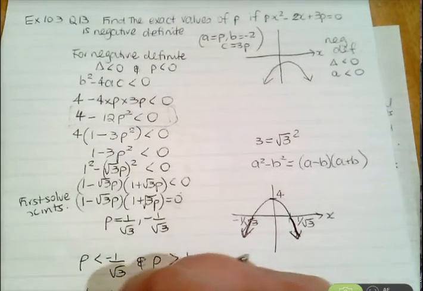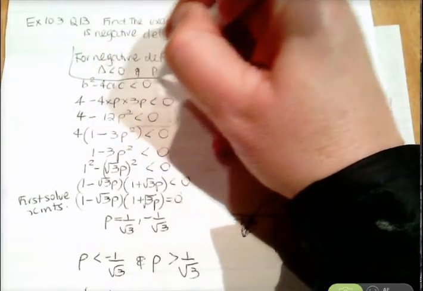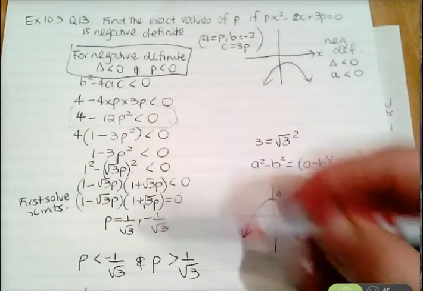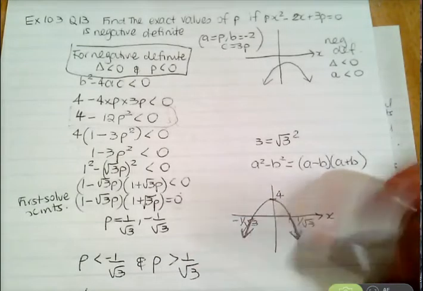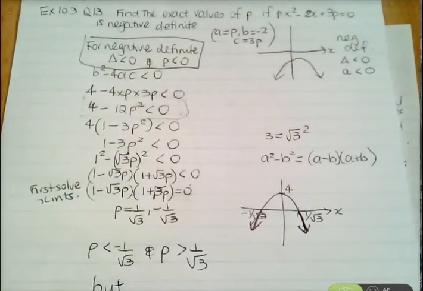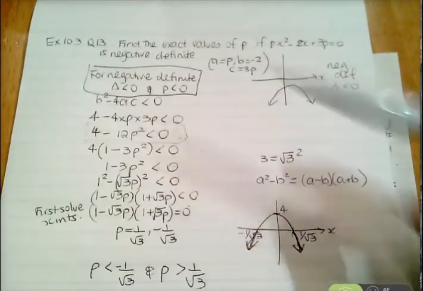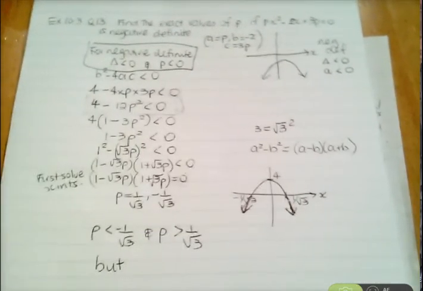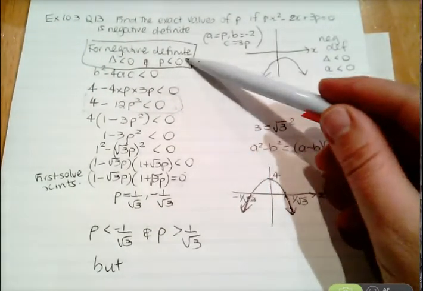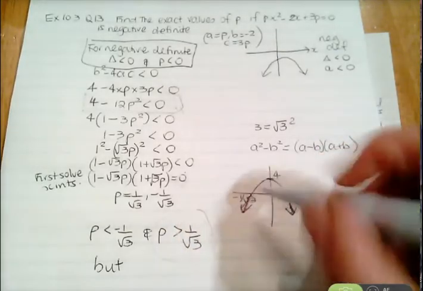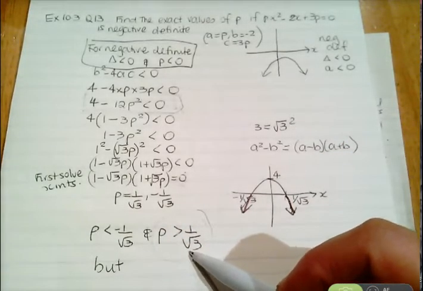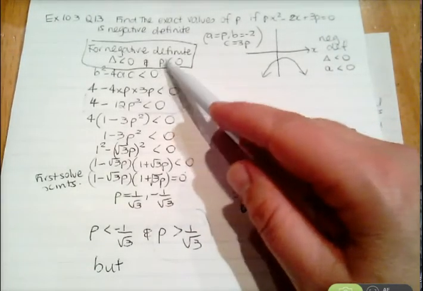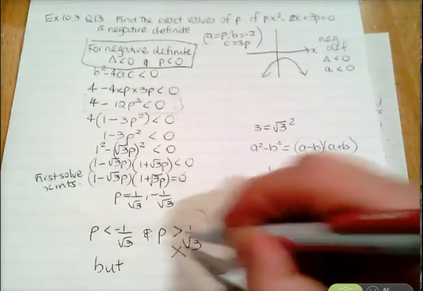But if I go back to my definition of negative definite, I know that for negative definite, my discriminant's less than 0, and I've done that and I've solved it and I've got these two solutions. But there is another thing that I need to look at. For negative definite as well, I need to make sure that p is less than 0. But here, this part of my solution tells me that p is greater than 1 over root 3, which means that this is positive. See, p has to be negative. P is less than 0 means that p's got to be negative, which means that solution is out.